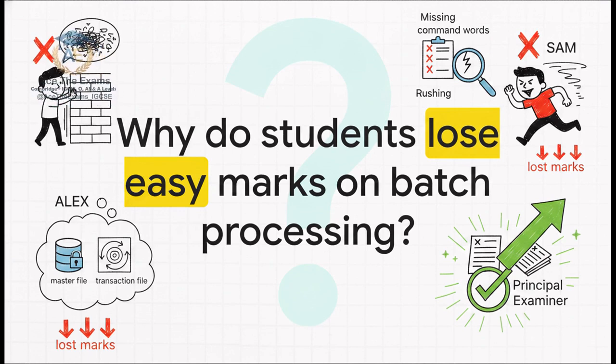Then, on the other side, we have Sam. Sam rushes through the paper, watching the clock, and completely misses the command word requirements. The question will literally ask him to evaluate a system, and he just describes it. Both Alex and Sam are leaving massive amounts of marks on the table. You can just picture their papers covered in red pen marks. In this explainer, I'm going to reveal exactly what principal examiners are actually looking for so you can transform those brutal red pen marks into beautiful green check marks.